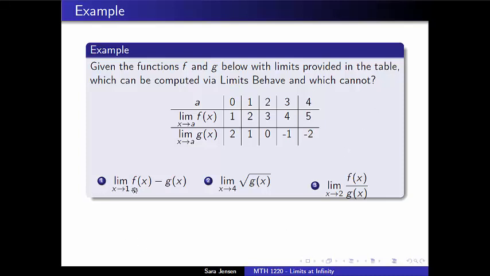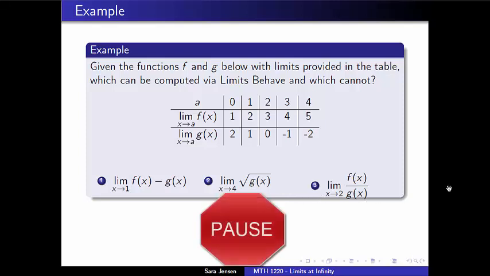So for the first one, I've subtracted the 2 functions. For the second one, I've taken a square root of one of the functions. And for the third one, I've taken a quotient of one of the 2 functions. Take a minute, pause the video, get out some pencil and paper, and see if you are able to compute each of these using the limits behave theorem we discussed in the previous video. If so, awesome. If you're struggling with it, we'll unpause the video and we'll talk about each one in turn. So pause, and when you're done, restart the video.